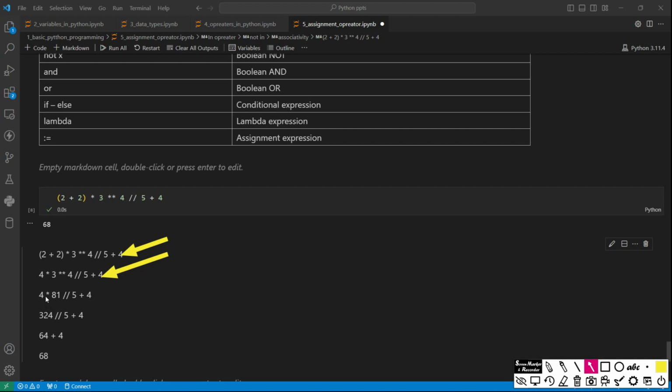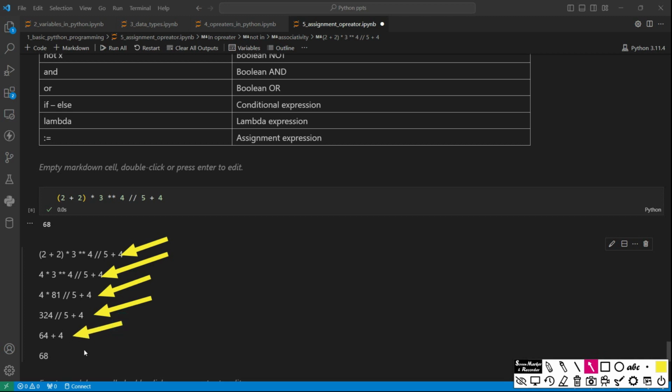Now we have the symbols of multiplication, floor division, and addition. Multiplication and floor division are on the same precedence, so here associativity comes in. Multiplication has left to right associativity, right? So first we perform the multiplication, that is 4 into 81, and that is 324. Then we have double slash or floor division and addition. Floor division will be first according to precedence, so it comes to 64, and then we add 4 to it, and we get 68, which is our final answer.